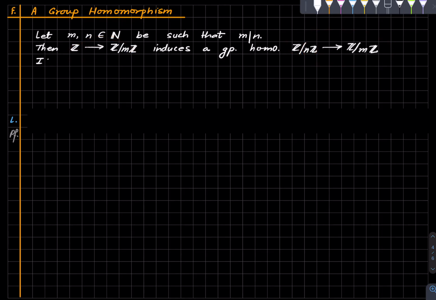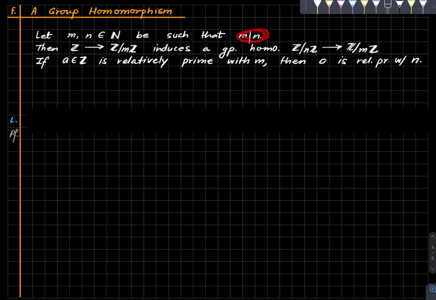Now suppose you have some integer a which is relatively prime to m. Then a is also relatively prime with n. That's trivial because m divides n. Sorry, I said something in the reverse order. If something is relatively prime to n, then it is relatively prime to m. And that's simply because m divides n.